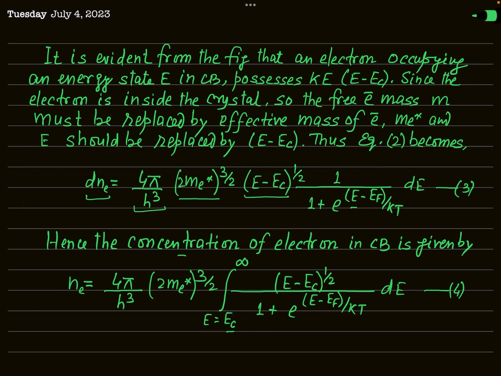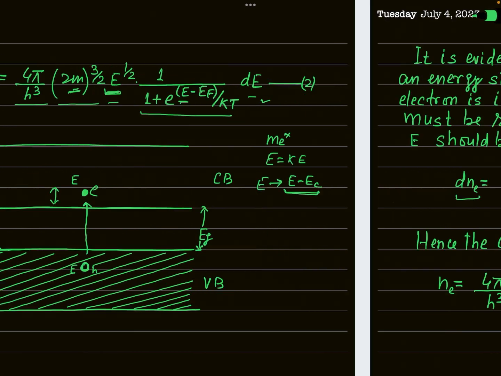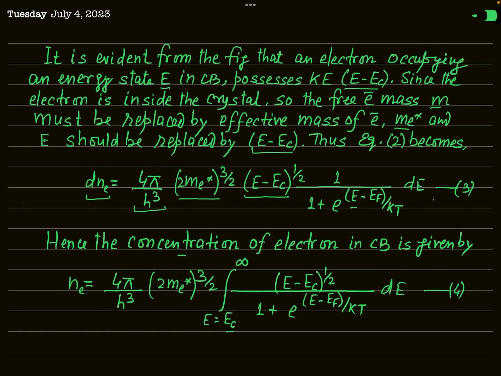You can see it is evident from the figure that an electron occupying an energy state E in the conduction band possesses kinetic energy E minus EC. Since the electron is inside the crystal, the free electron mass m must be replaced by its effective mass me*, and E should be replaced by E minus EC. And so this equation 2, which was for free electrons, now for the electrons in the conduction band becomes like this, which has been written in this equation 3.